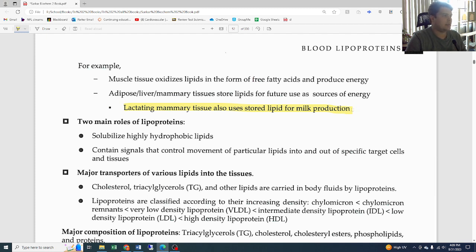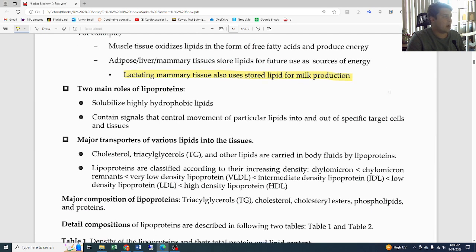In that class, you talk about the different stages of milk production and the different quantities and levels of carbohydrates, proteins, and fats in milk that allow for the proper growth and development of the babies at different periods of time.